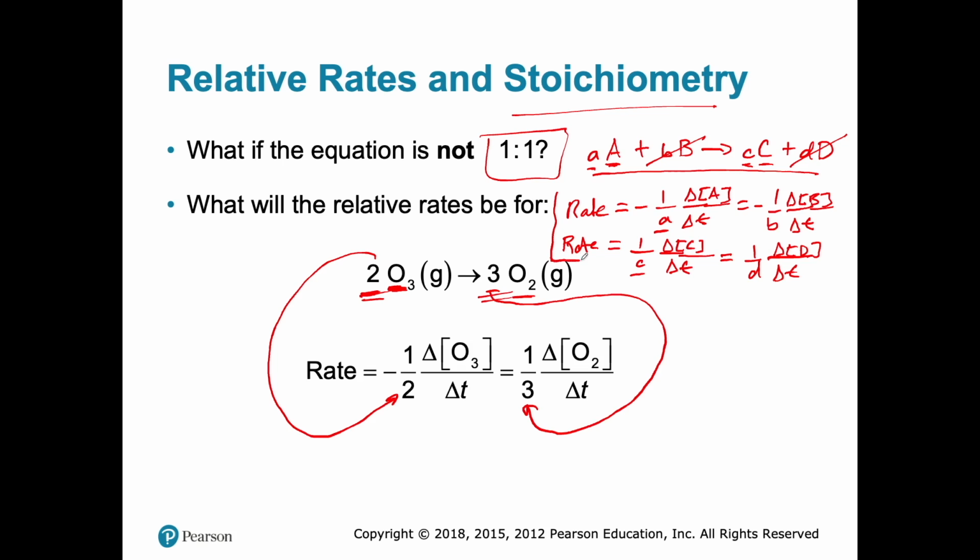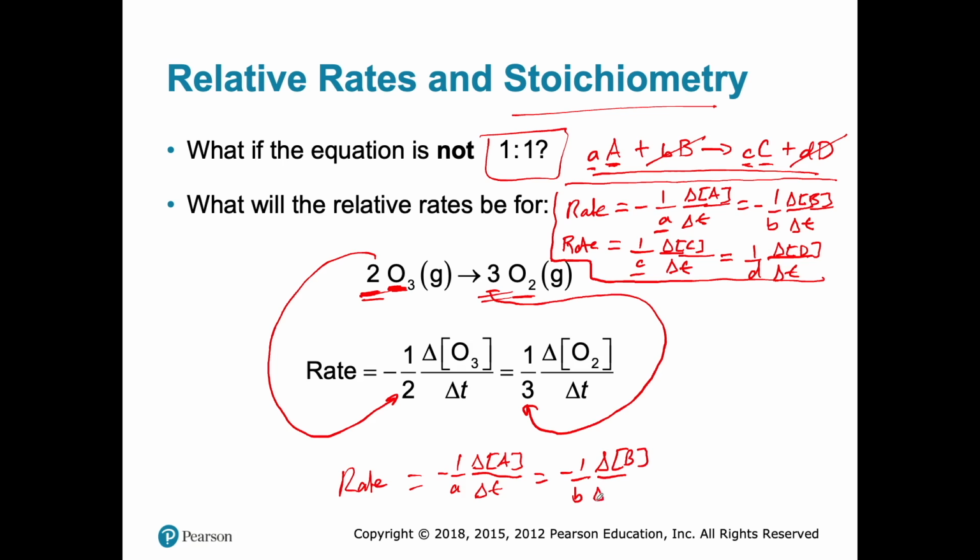These two terms right here can actually be all combined into one. I just split them up there because I ran out of room. But you can write it as the rate equals the negative of 1 over little a times the change in the concentration of big A divided by little t, which is time. And then that equals negative 1 over b times the change in concentration of B over the change in time. And remember that both of these are reactants, and that's why they're negative.